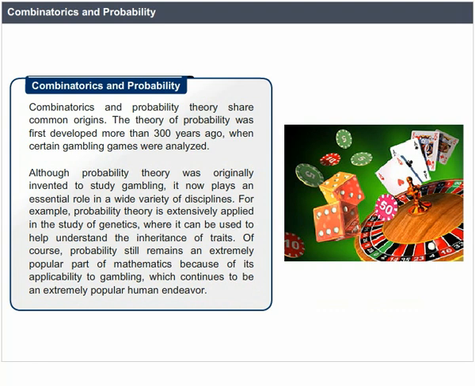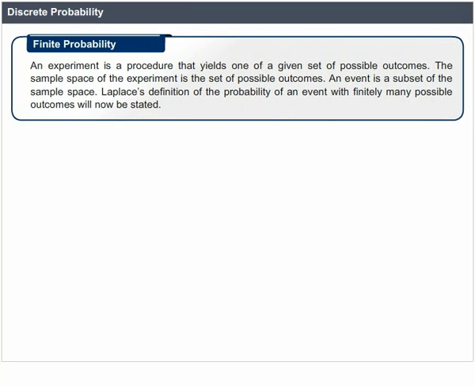An experiment is a procedure that yields one of a given set of possible outcomes. The sample space of the experiment is the set of possible outcomes. An event is a subset of the sample space. The Laplace definition of the probability of an event with finitely many possible outcomes will now be stated.